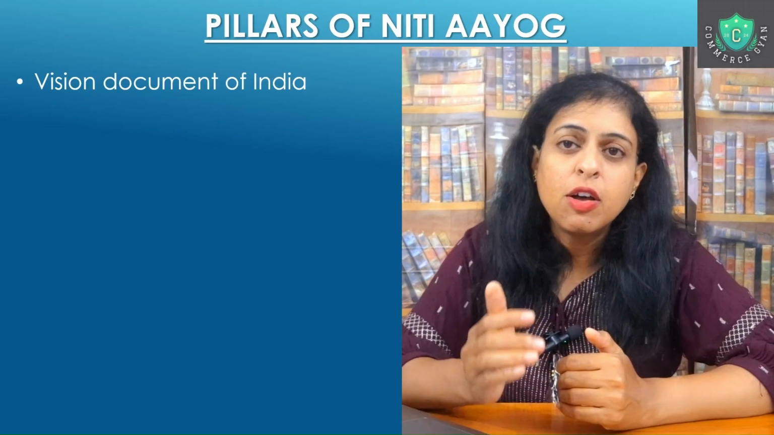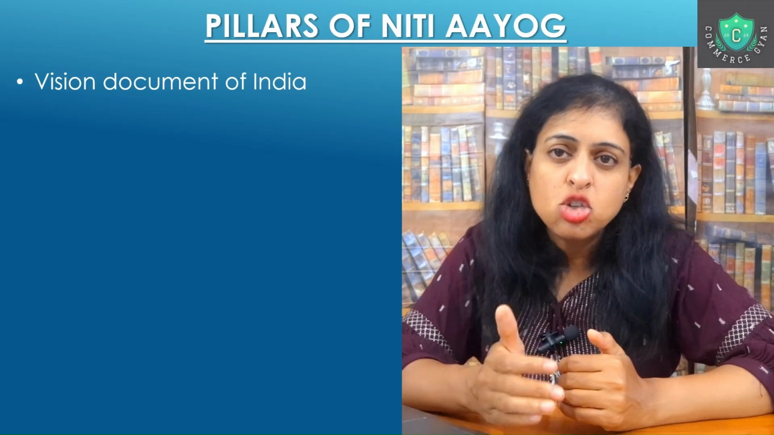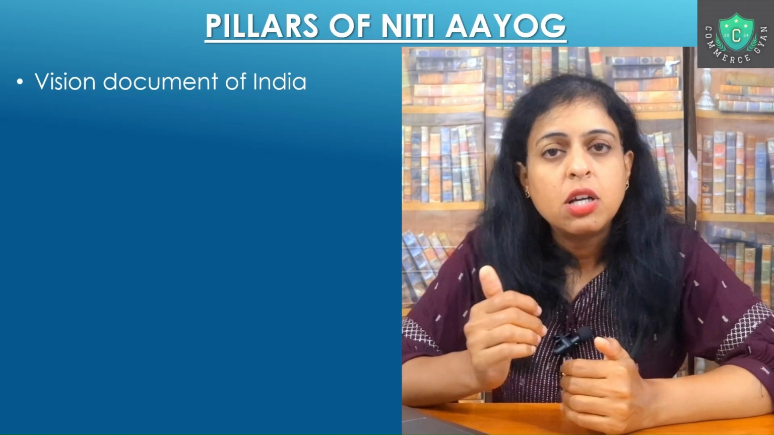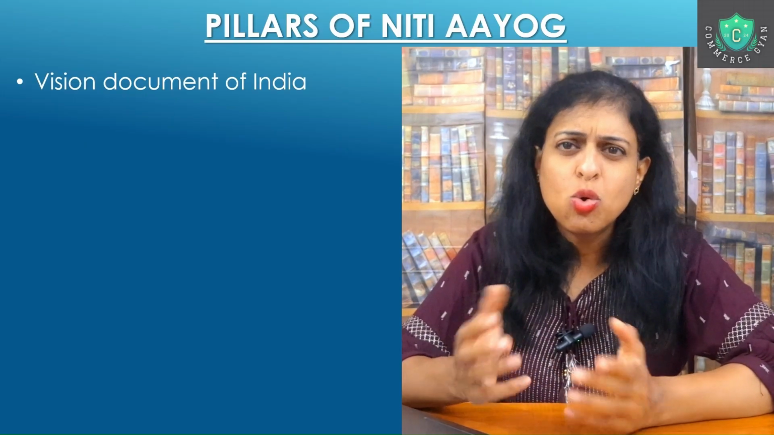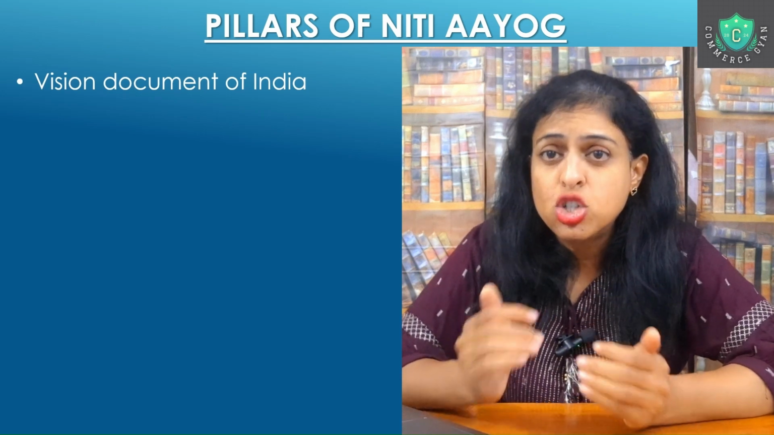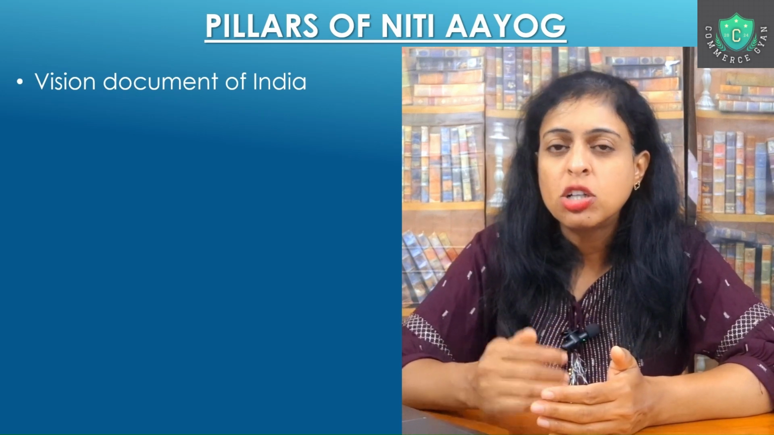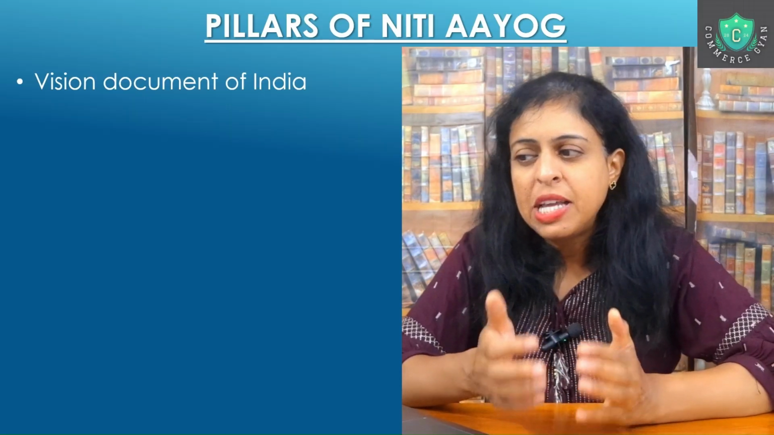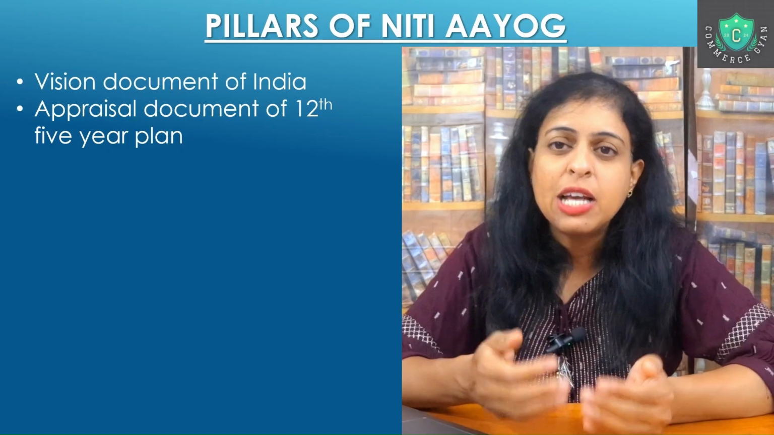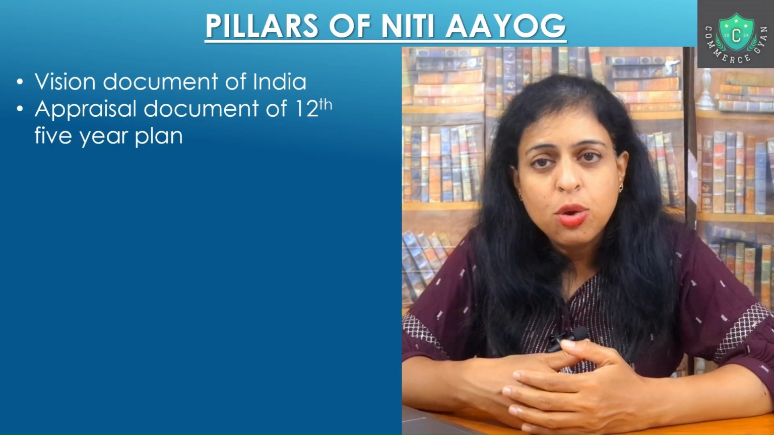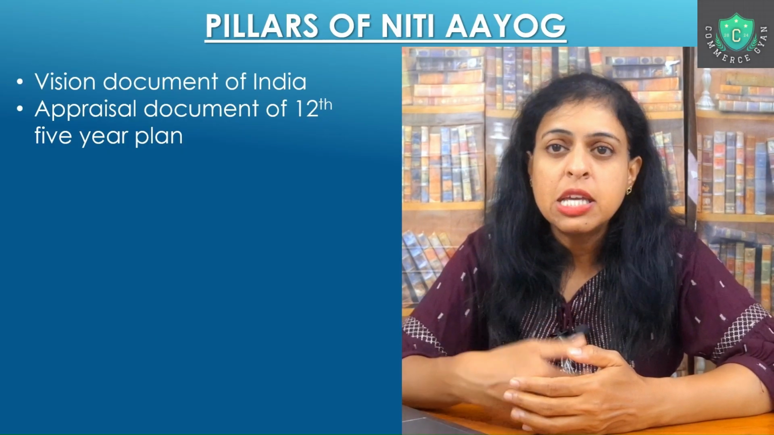They said we need a vision document of India, right? India should have a certain vision to be achieved, like becoming the largest manufacturer in the whole world, first in the ranking of skill-based education, and so on. Whatever the aim could be, there should be a vision document which is created. That was what NITI Aayog said. Then the appraisal document of the 12th 5-year plan. So whatever was put in the 12th 5-year plan has to be brought into NITI Aayog's plan so that it works in tandem.